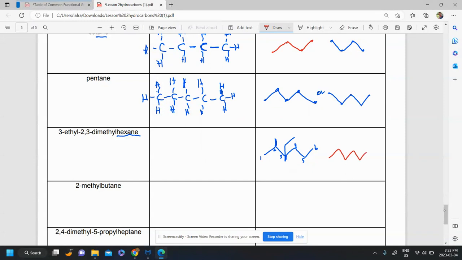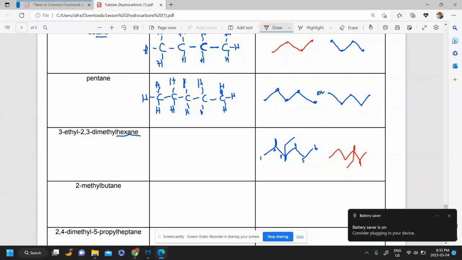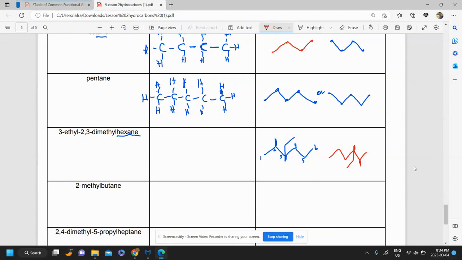So 1, 2, 3, 4, 5, 6. But they started counting from the other direction. So they have their 2-methyl over here. And then their 3-methyl. And then their 3-ethyl. So now we're going to draw the structural formula.